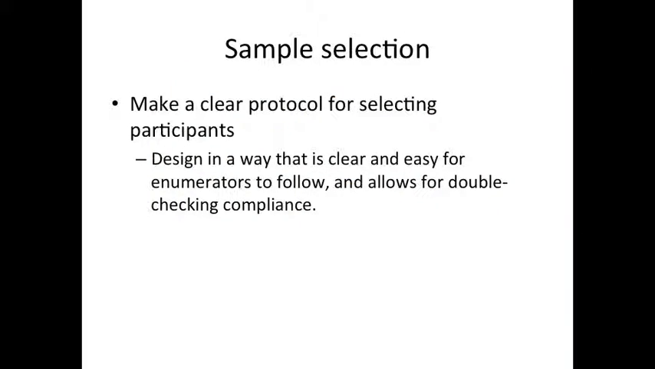Whatever method of selection that you use, make sure that it's clear to follow and easy to double check. Even well-intentioned survey enumerators might just do what's easiest. That does not always correspond, in fact it usually doesn't, to the ideal selection process.